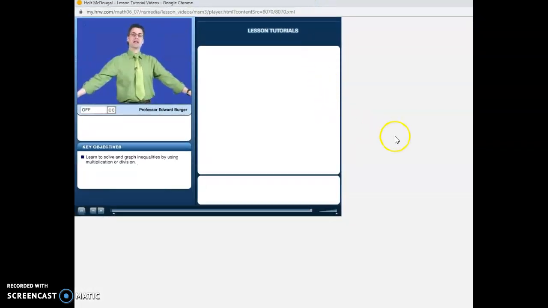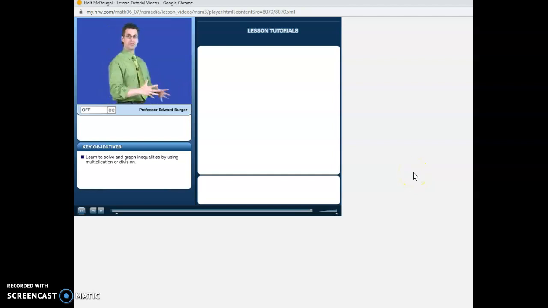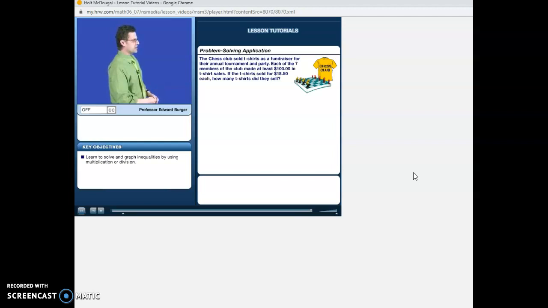Hey, I want to tell you a story that I heard recently about a small group of folks that make up the chess club at a particular school. The chess club sold T-shirts as a fundraiser for their annual tournament and party. And those chess people know how to party. Now, there's 7 members, and each of the 7 members made at least $100 in T-shirt sales. So that's pretty good.